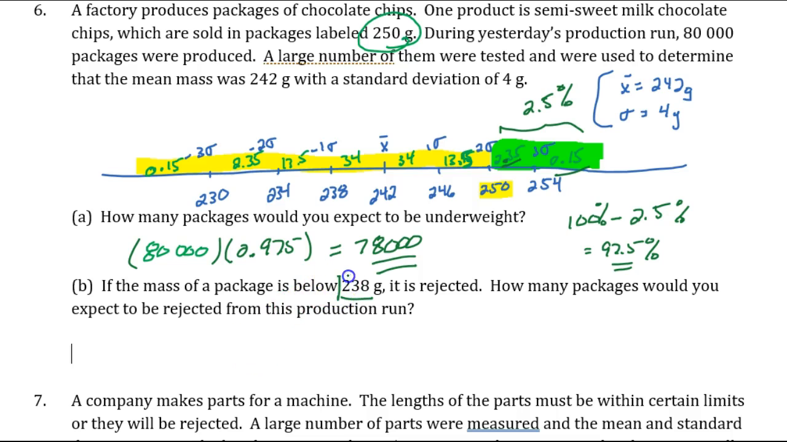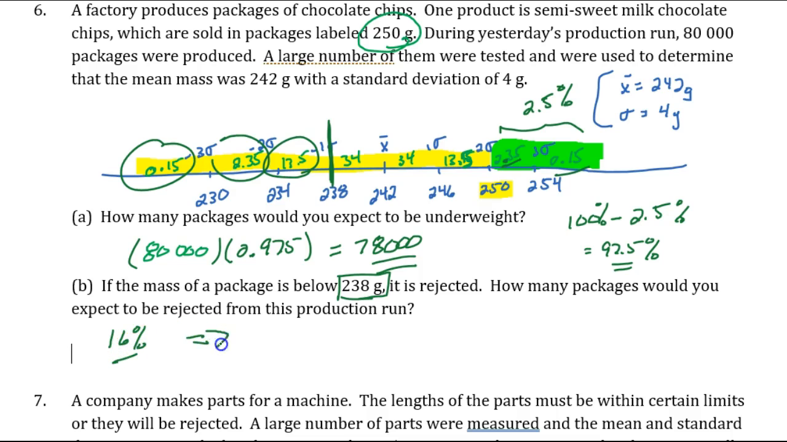So the company has decided that if it's less than 238 grams, they're going to reject it. How many packages do we expect to be rejected? So we look at 238 here. So what percent of packages are less than that? Well, we have a 13.5 plus 2.35 plus 0.15. So we're adding these three percentages. So if we add those, we get 16%. So 16% are to be rejected.